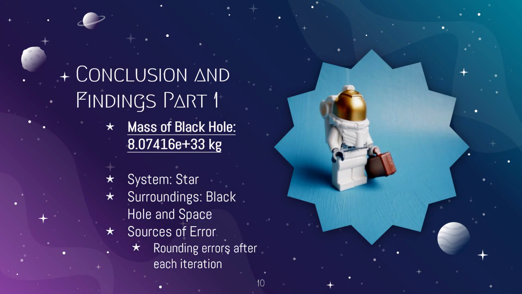So for part 1, we found the mass of the black hole to be around 8.07416 times 10 to the 33 kilograms. And this is just taken as the average of the experimental masses of the black hole. And in this model, the system was the star and the surroundings was the black hole and space. Some possible sources of error include rounding errors after each iteration and using a rounded value for G.